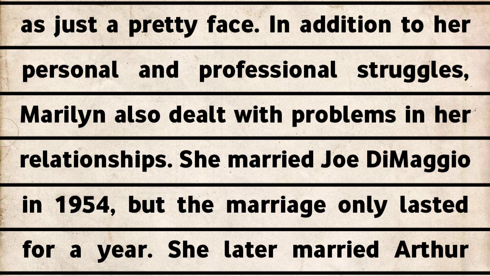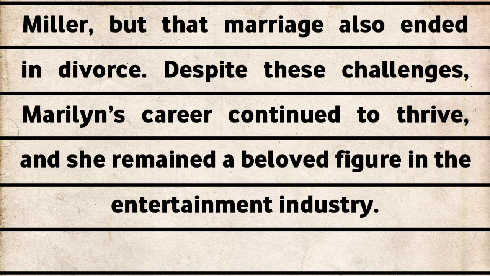In addition to her personal and professional struggles, Marilyn also dealt with problems in her relationships. She married Joe DiMaggio in 1954, but the marriage only lasted for a year. She later married Arthur Miller, but that marriage also ended in divorce. Despite these challenges, Marilyn's career continued to thrive, and she remained a beloved figure in the entertainment industry.